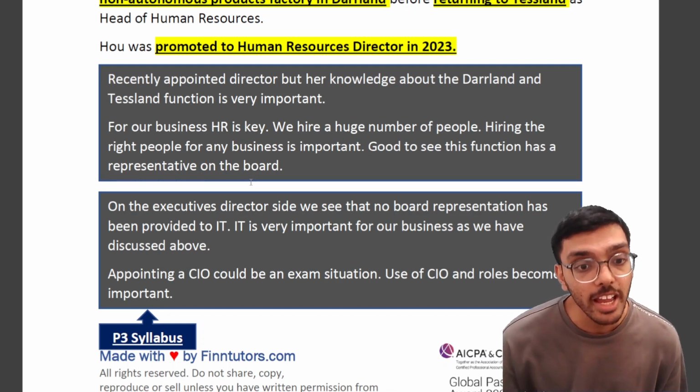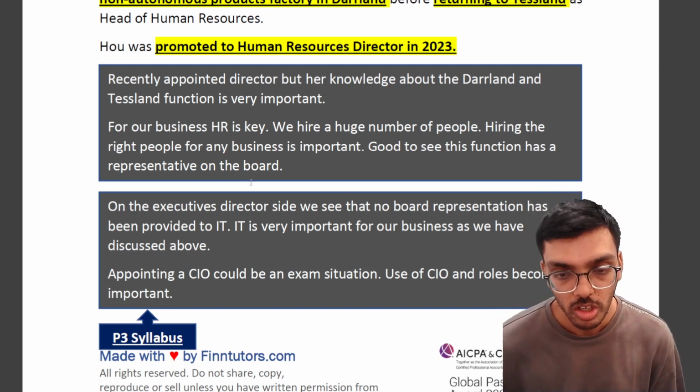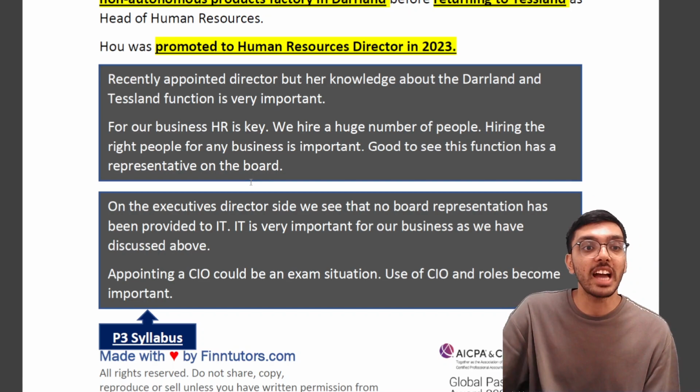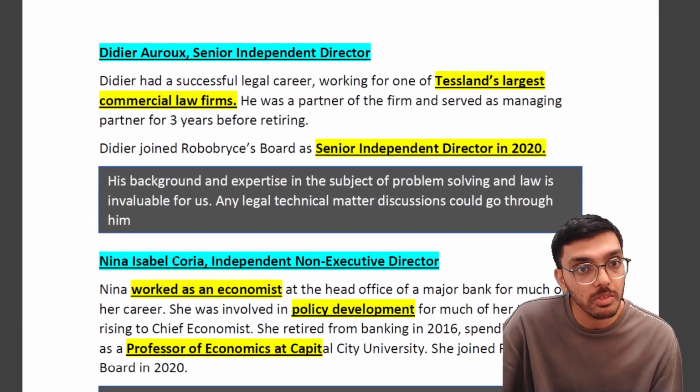Appointing a CIO, Chief Information Officer, could be an exam situation. You should know the roles of a CIO. You should know the responsibilities of a CIO in your P3 syllabus. This can definitely come up in the exam.